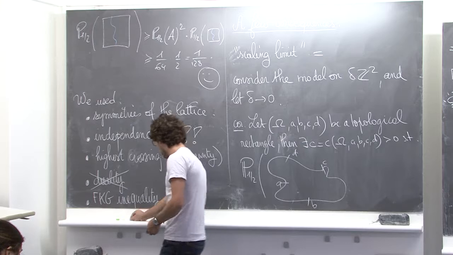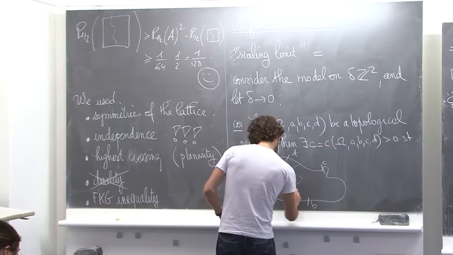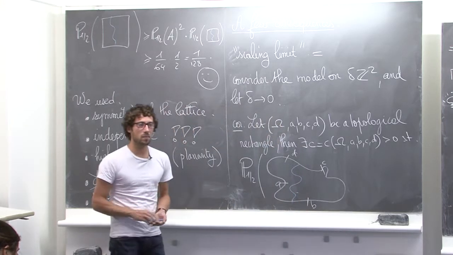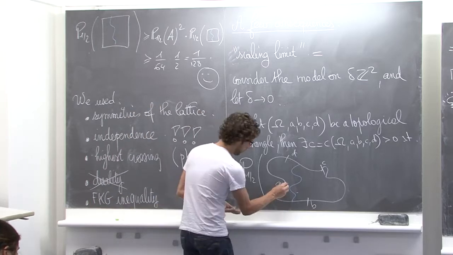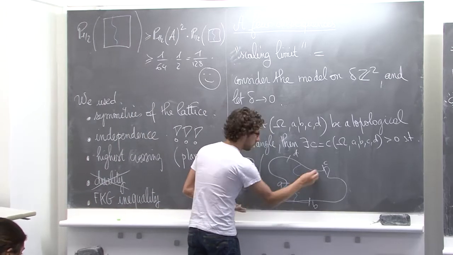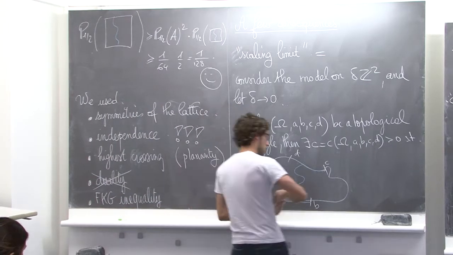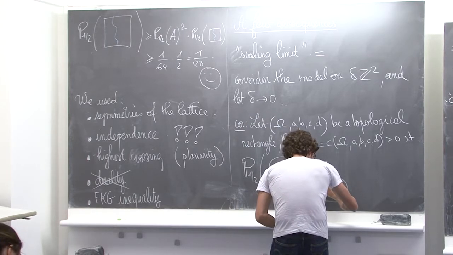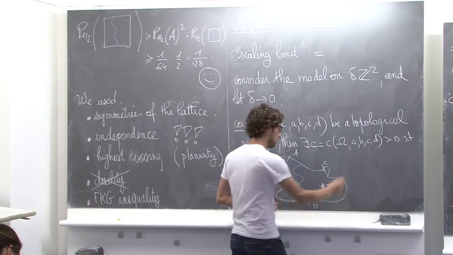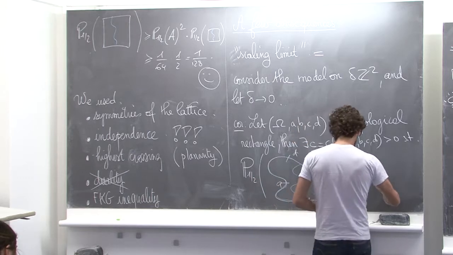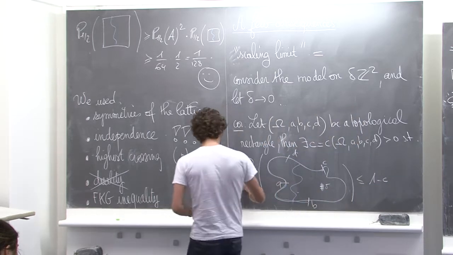The probability of having a path from the arc AB to the arc CD, so a path from there to there, when you assume that the mesh size is delta, this probability is always smaller than 1 minus C and larger than C.